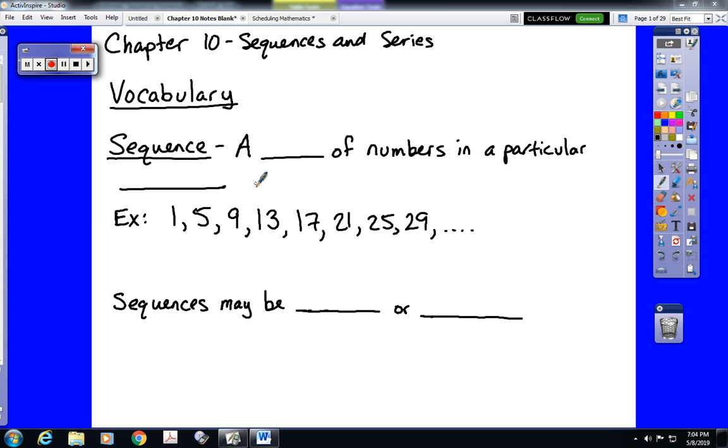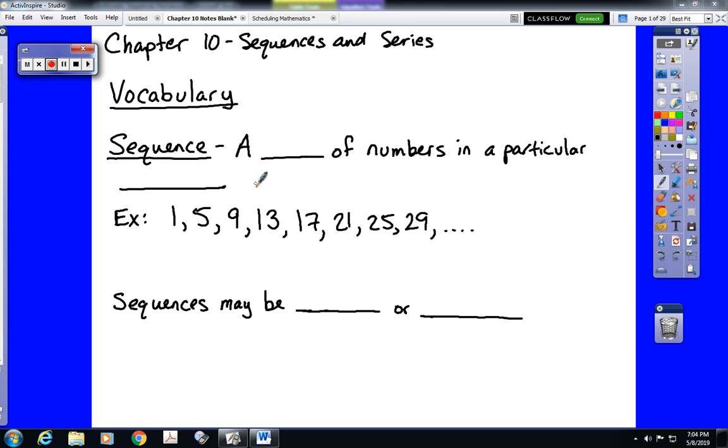Okay, this is the first video in the Chapter 10 Ghost Lesson playlist. It is going to introduce the idea of a sequence and talk about the types of sequences that we are going to be looking at in Algebra 2, as well as how to recognize those particular types of sequence.